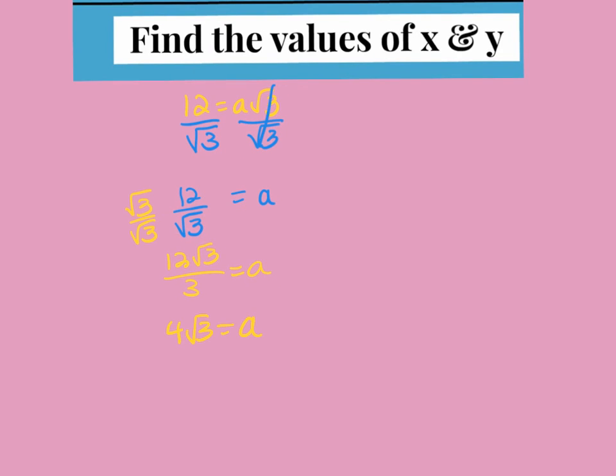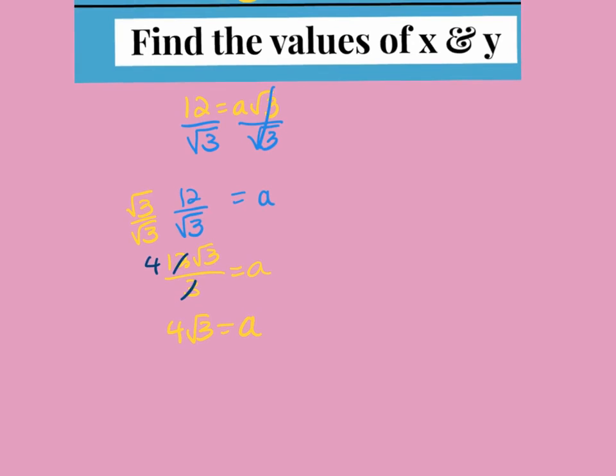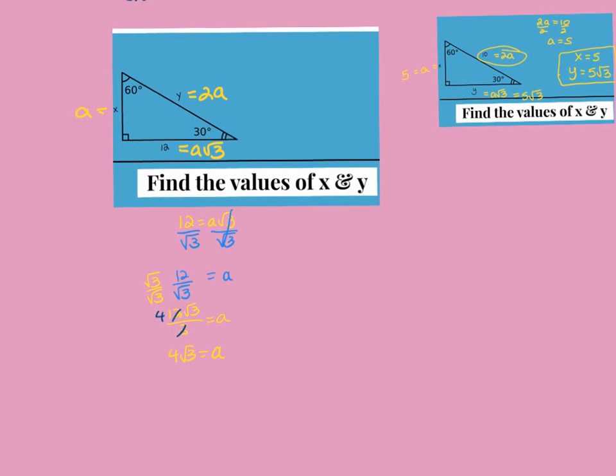I did it differently, but it's the same thing. Is Y 12? No. So A, which is the X, is 4 root 3. So X is 4 root 3. Then A gets plugged in here, right? So 2 times 4 root 3.